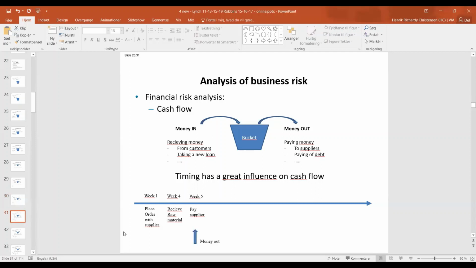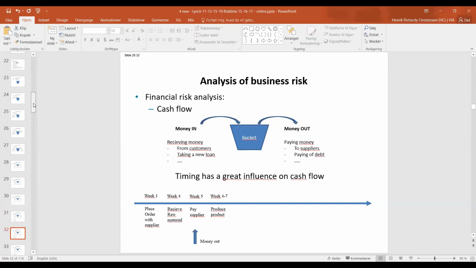Then in week 5, after we have received our material from our supplier, we pay the supplier. That means this is money out. We spent money from our bucket to pay off the supplier because he has delivered raw material to us.